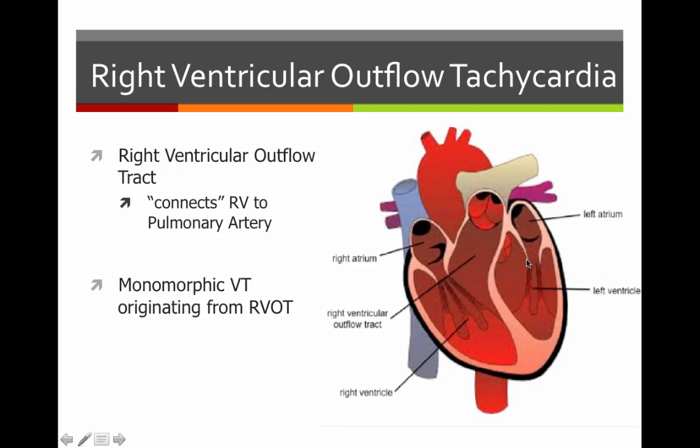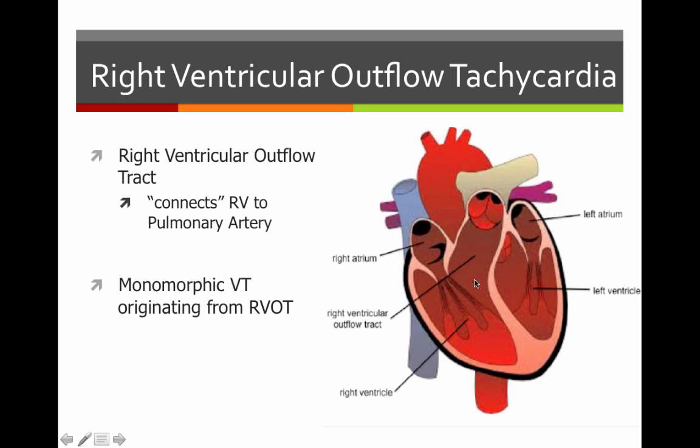The left ventricular outflow tract doesn't quite narrow the way the right ventricular tract does. So we just talk about the left ventricle. We don't usually talk about the outflow tract on the left ventricle because it doesn't narrow the way the right ventricular outflow tract does. But this is a tachycardia originating from that right ventricular outflow tract.